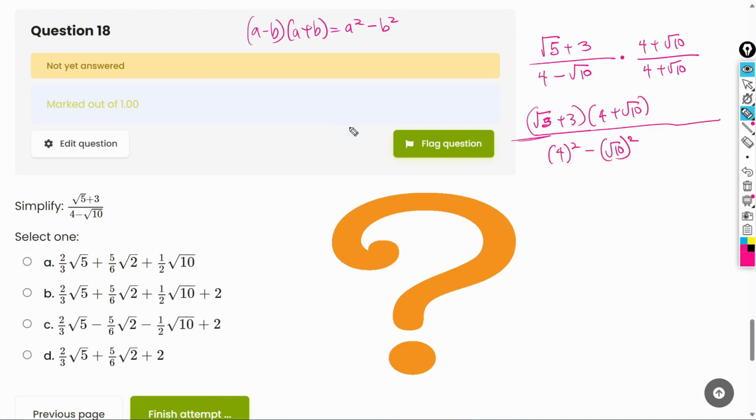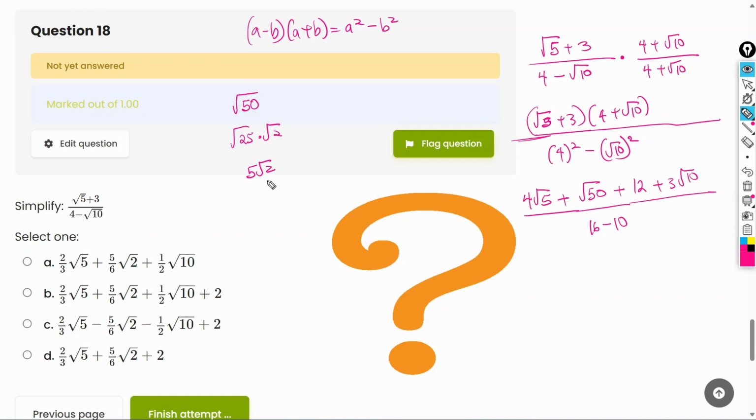Alright, so let's expand the top. 4 root 5 plus root 50 plus 12 and then plus 3 root 10 over 16 minus 10. Now I think I can simplify root 50 here. Very important. Root 50 can be simplified to root 25 times root 2. That will just be 5 root 2.